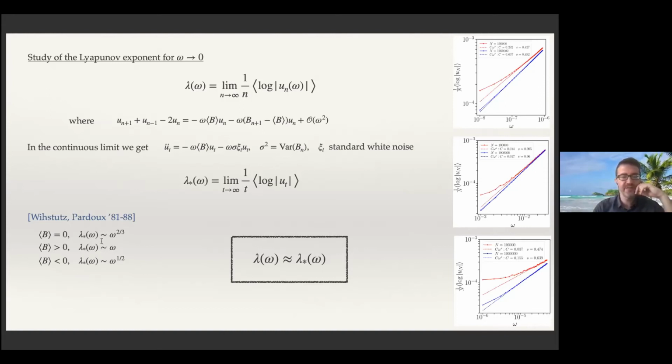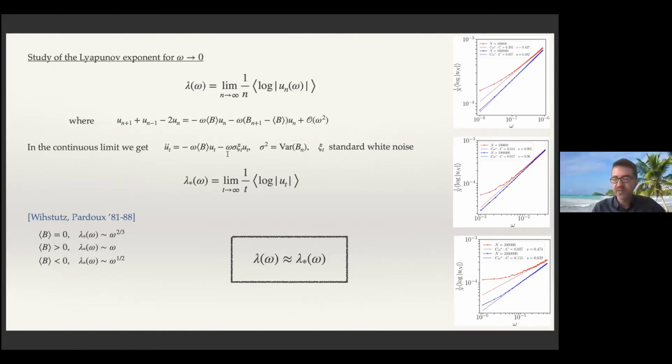We observe that there is a rich behavior of the Lyapunov exponent depending on omega and on the average of B. In particular, in the case where the average of B is equal to 0, we have a Lyapunov exponent which is omega to the 2/3, while otherwise it is omega or omega to the 1/2. This Lyapunov exponent doesn't depend on the boundary conditions. And we claim that lambda of omega is approximately equal to lambda star of omega, which is well justified numerically. We get good agreement with this approximation, not only at the level of the exponent, but even the prefactors are very well approximated.